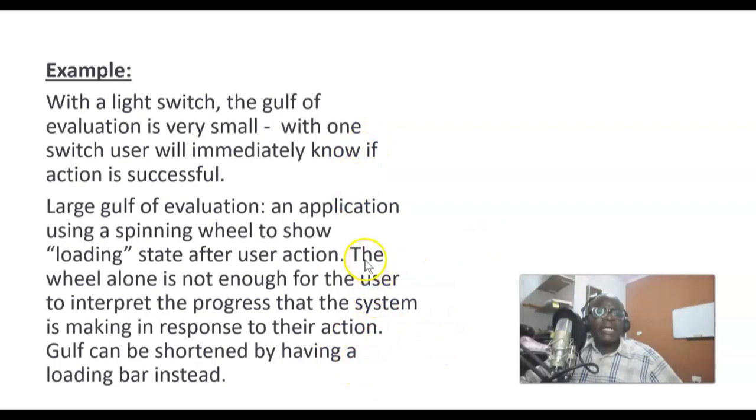What could be better is to use a progress bar. For example, when you are doing software installation, you have that progress bar, and you're able to see whether it is at 50%, 60%. When you see the bar moving, you know things are happening, and that means the gulf of evaluation is small.